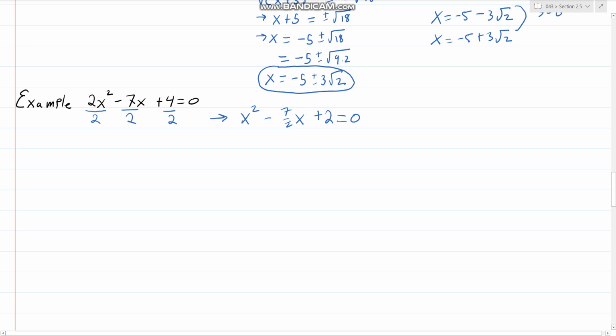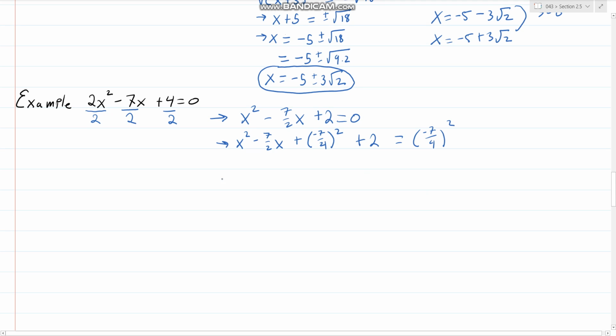Again, completing the square is taking this middle term, dividing it in half, and then squaring that. So that's what I'm going to do now. x squared minus 7 halves x, and then plus negative 7 halves squared. So I cut that in half: negative 7 halves divided by 2 is negative 7/4, and then I have to square it. There's still a plus 2 from the problem, and then I have to add this to both sides.